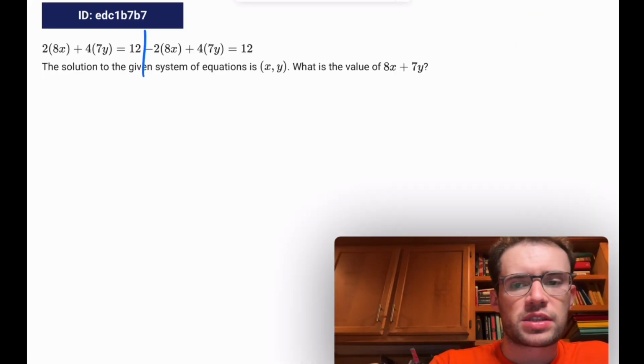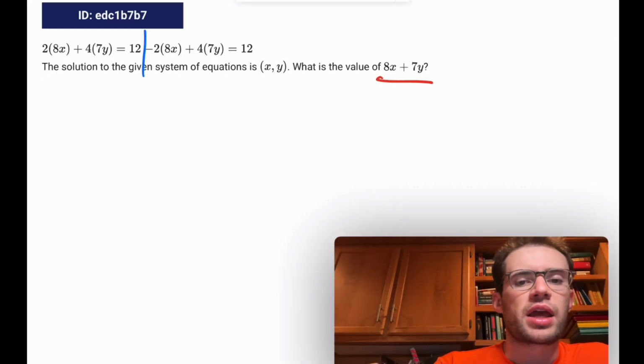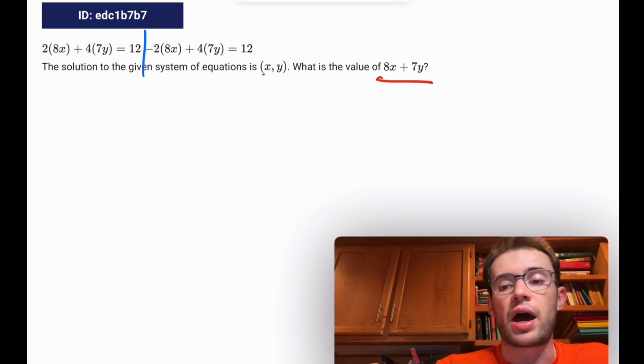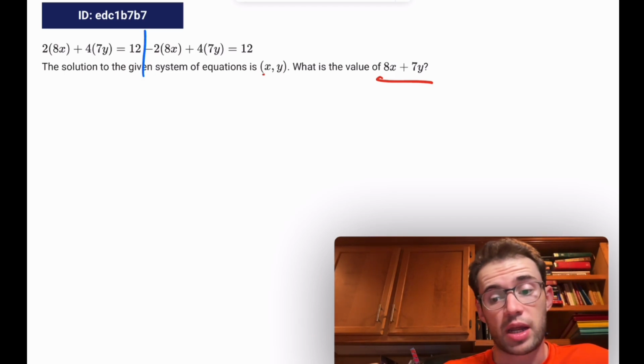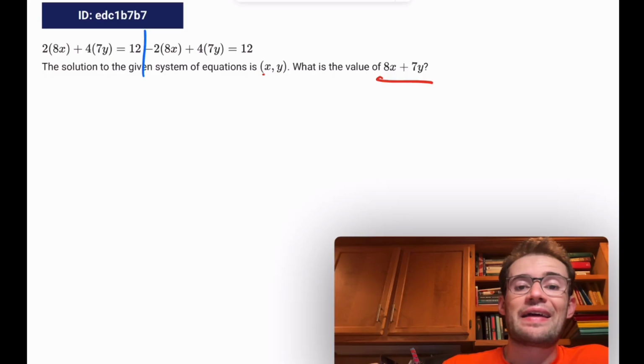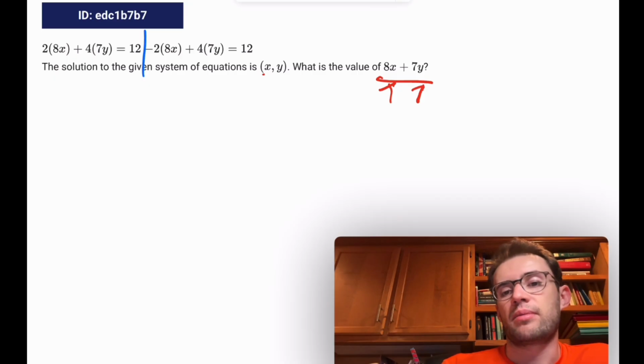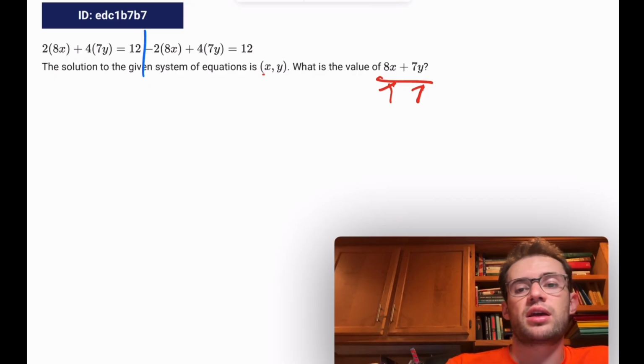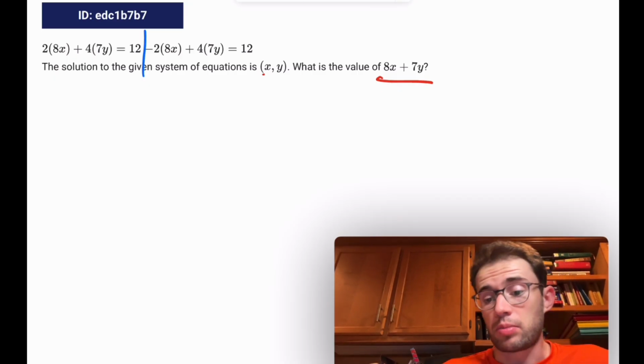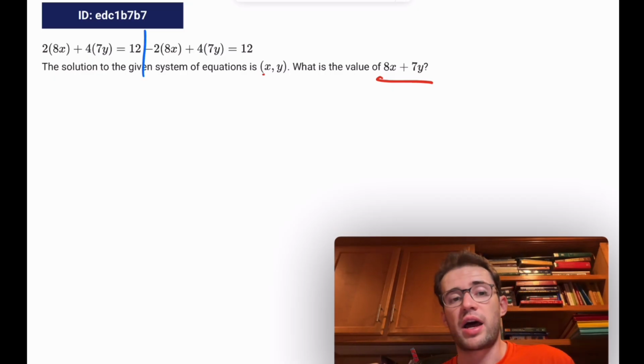Just looking at this, 8x plus 7y. You could solve for x and then solve for y. You just have to use either substitution or elimination. You could get it that way. And then from there, once you have x and y, you can plug them back into this, plug in your x value, so 8 times that, and then plus 7 times your y value that you calculate. And then that would be your answer. That's one way to do it, perfectly fine.